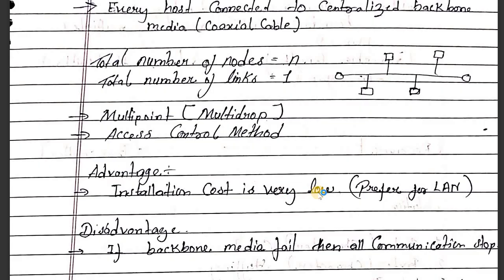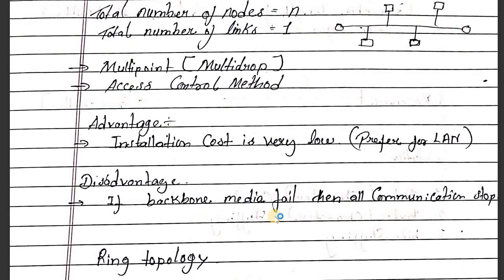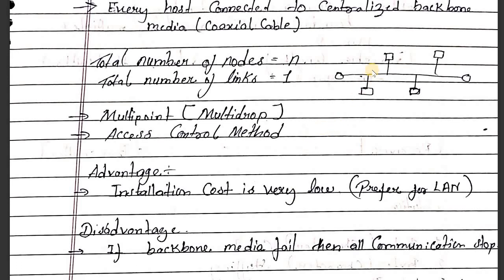Advantage: the installation cost is very low, because there is one central backbone coaxial cable in which data is transferred, and from that cable other nodes access the data. The disadvantage of this topology is that if the backbone media, the centralized main cable, gets broken or damaged, then the connection will be lost.